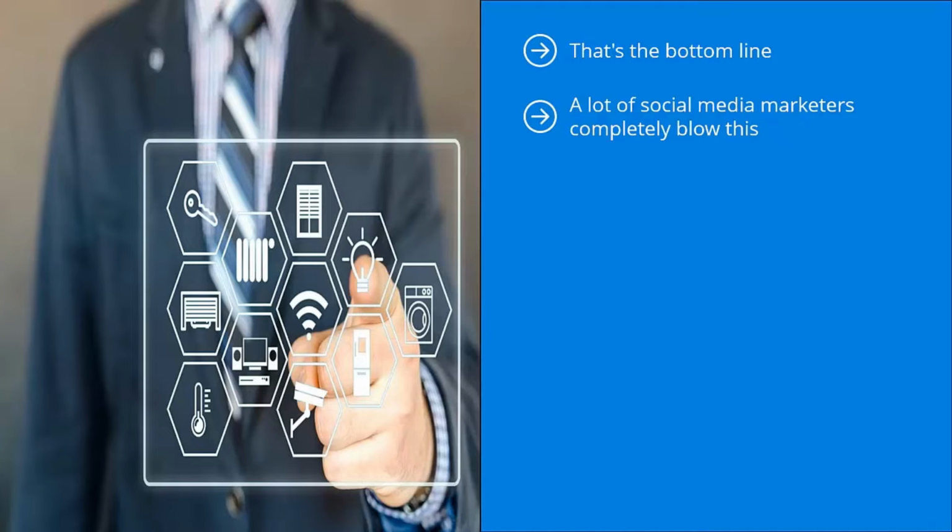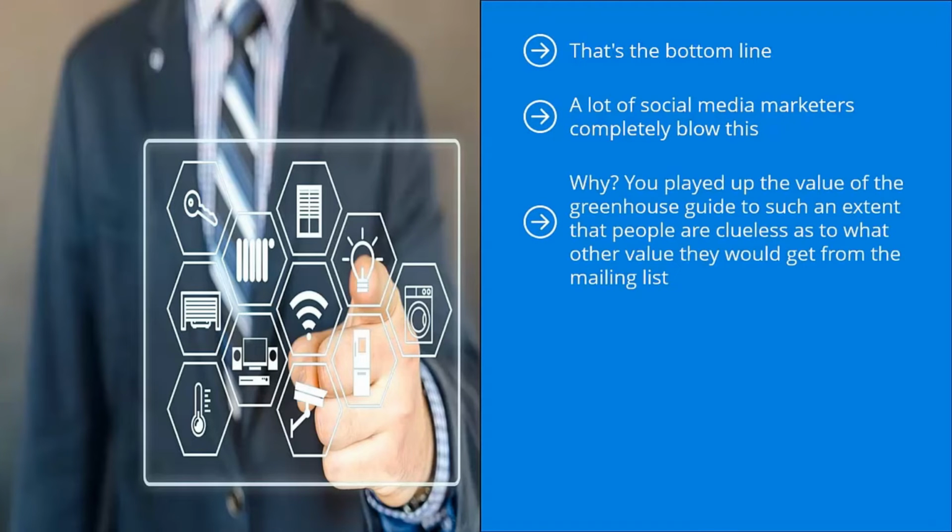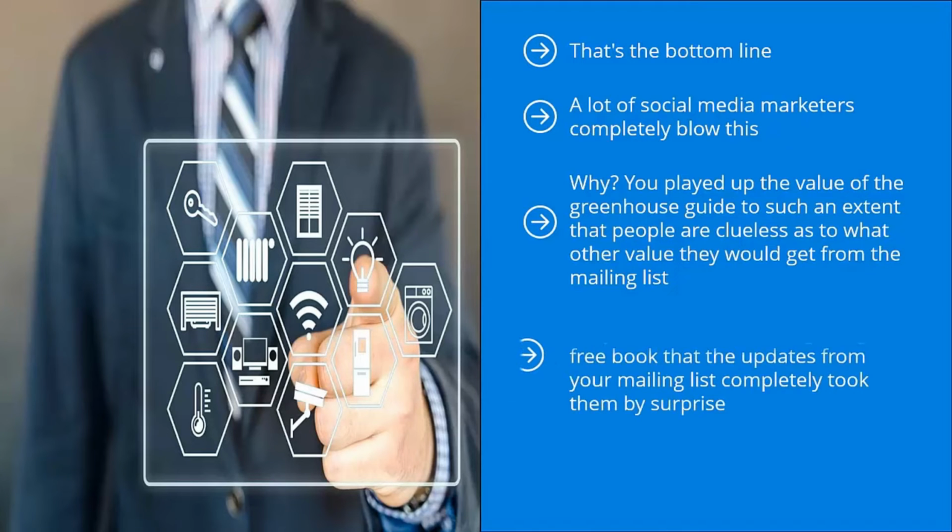Well, to continue with the example I raised earlier, what happens after you get people to sign up to your list in exchange for the greenhouse guide? That's right, nothing. Why? You played up the value of the greenhouse guide to such an extent that people are clueless as to what other value they would get from your mailing list. Indeed, don't be surprised if people start reporting your list as spam after you start sending them updates. They were so focused on getting the free book that the updates from your mailing list completely took them by surprise. This happens all the time because of faulty messaging on your blog or website.